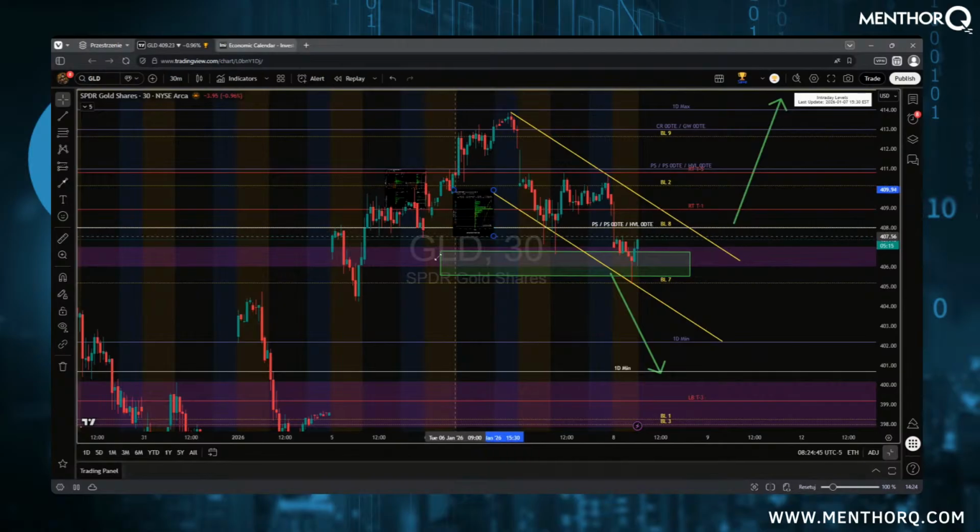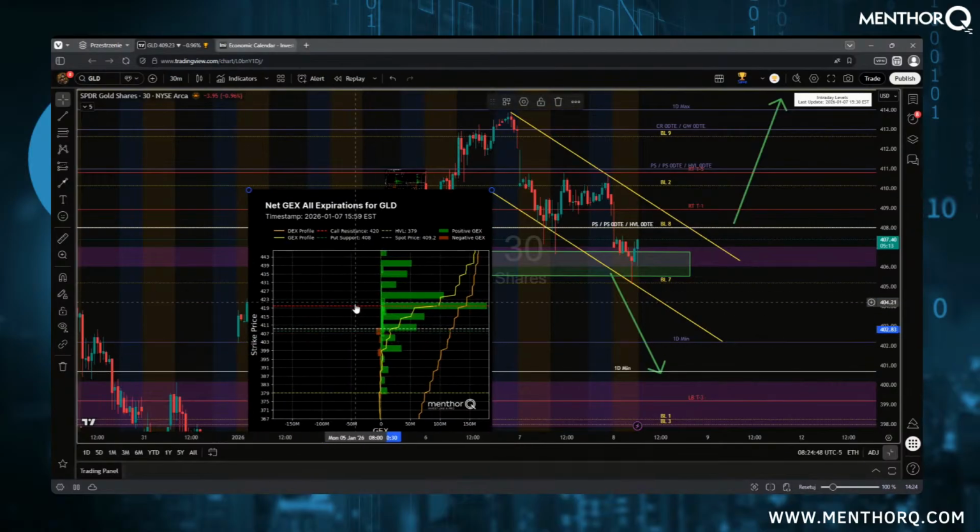From a gamma perspective, for the whole GLD, the main strike, of course, is 420. Later we have 425 and a little one below at 415. So still everything from that picture is sitting above.